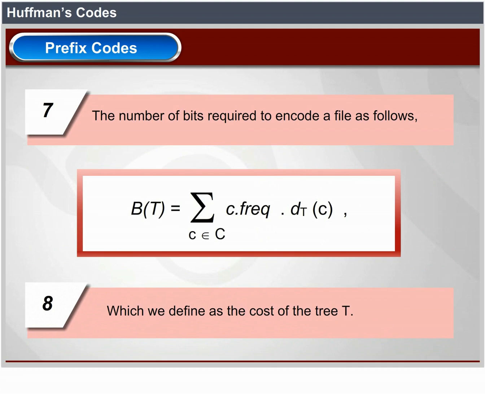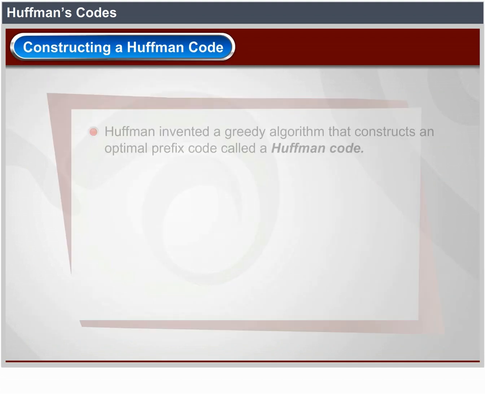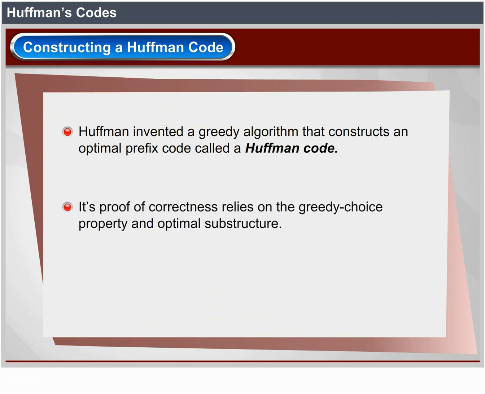Constructing a Huffman code. Huffman invented a greedy algorithm that constructs an optimal prefix code called a Huffman code. Its proof of correctness relies on the greedy choice property and optimal substructure. This figure shows Huffman's algorithm.